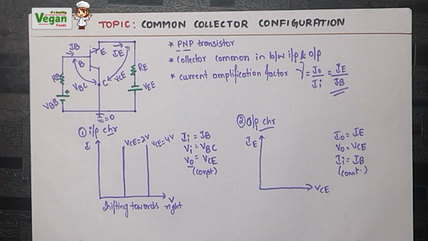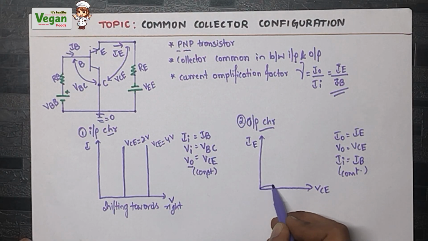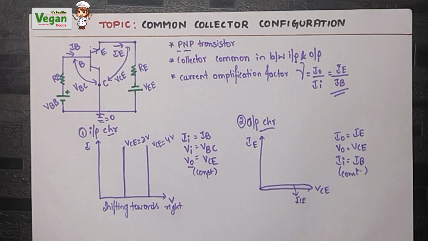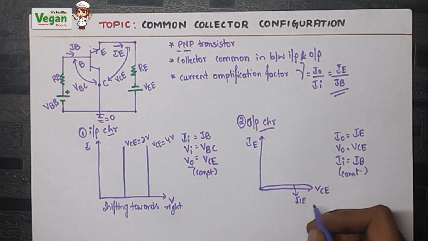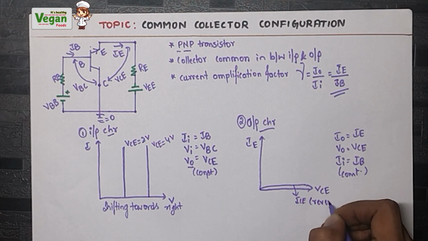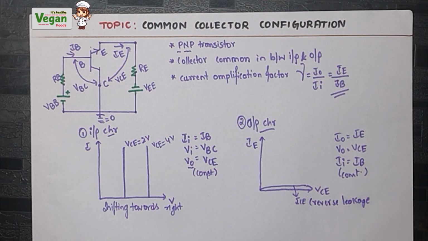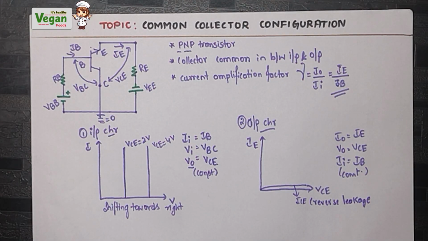Despite VCE cannot produce any current, it will produce a slightly small amount of current, that is called ICE, which will be nearly zero. This IE we can call it as reverse leakage. Next, what are the values which are constant? That is input current. IB is constant.